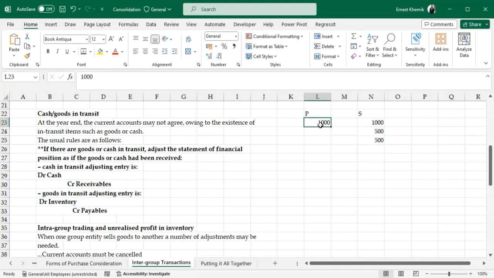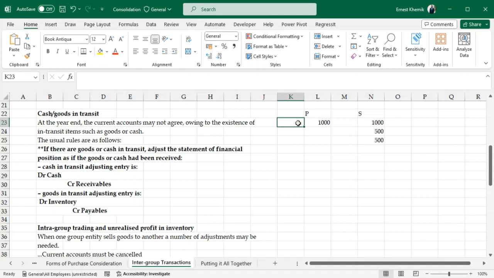So the parent is expecting 500 from the subsidiary. So what do we do? We treat the 500 as though it has been received by the parent. So we will debit the cash in the parent's account, which now is the consolidation entry, and then we are going to credit his receivables, so that at the end of the day, the amount is going to balance. All right, so that is it.